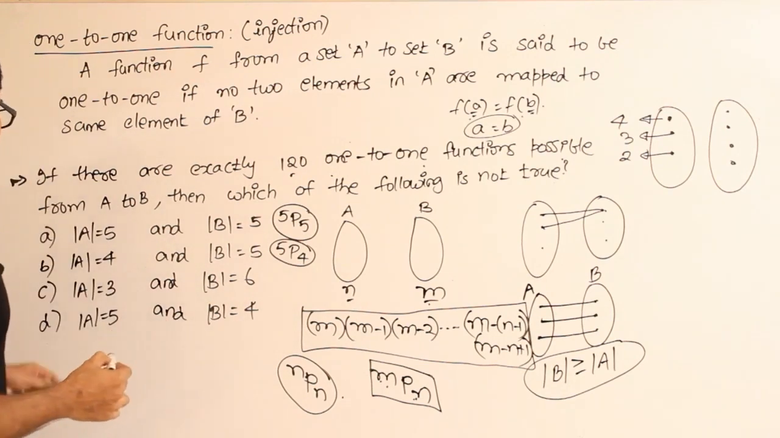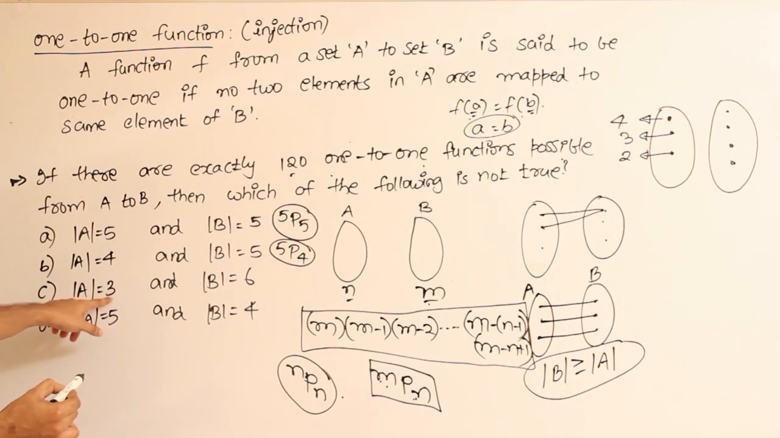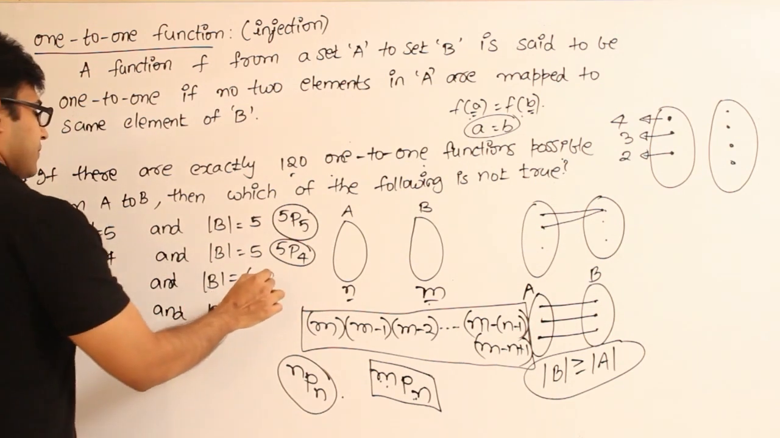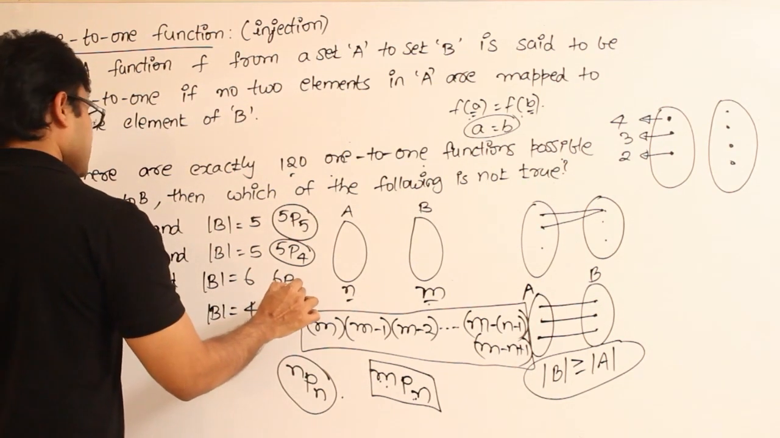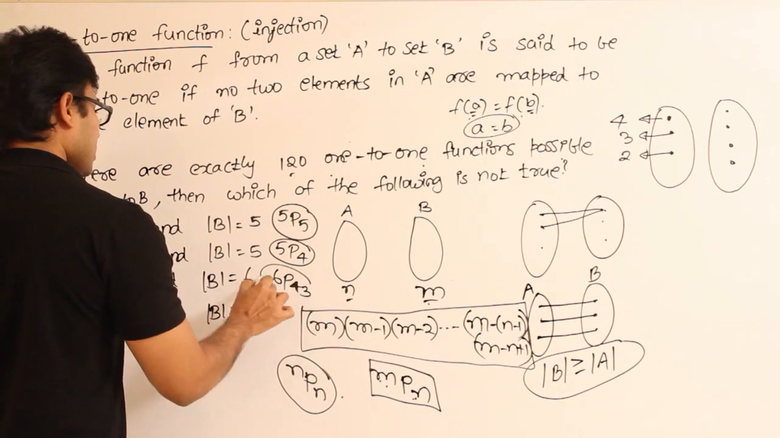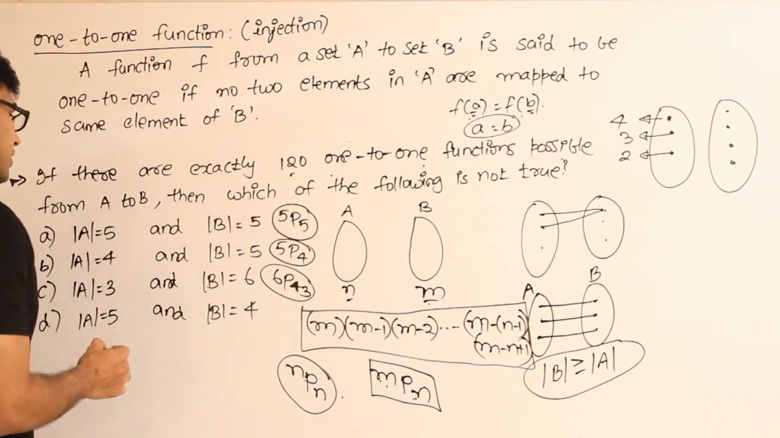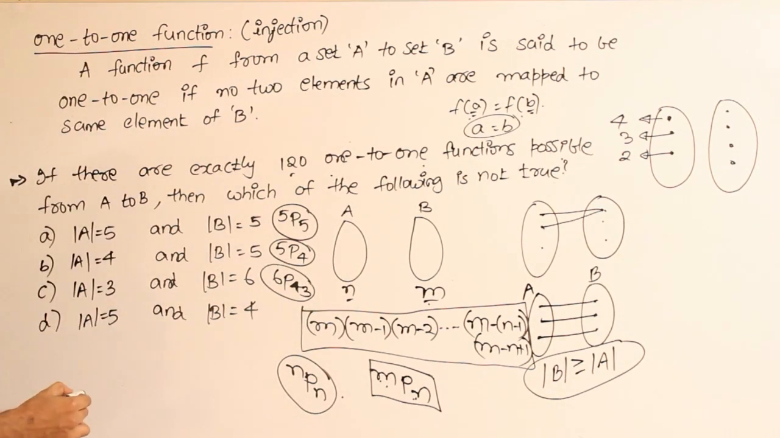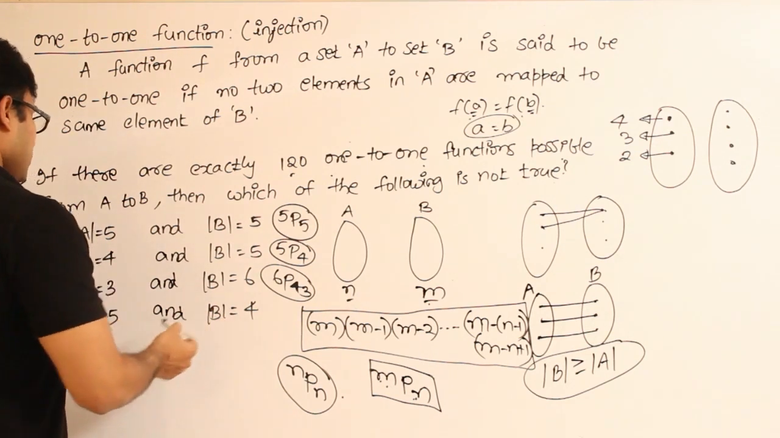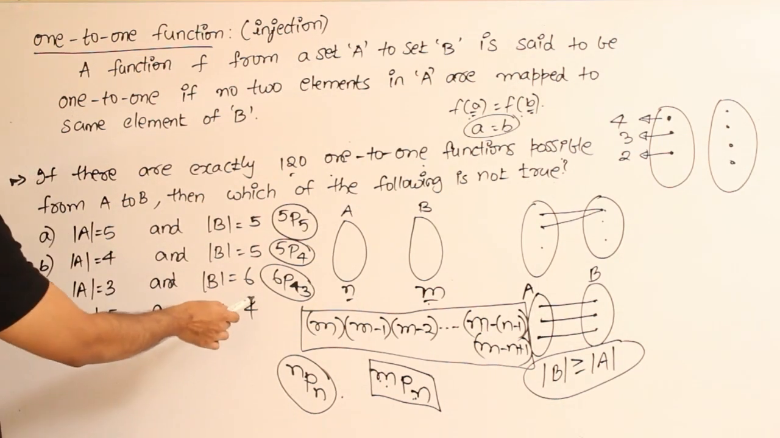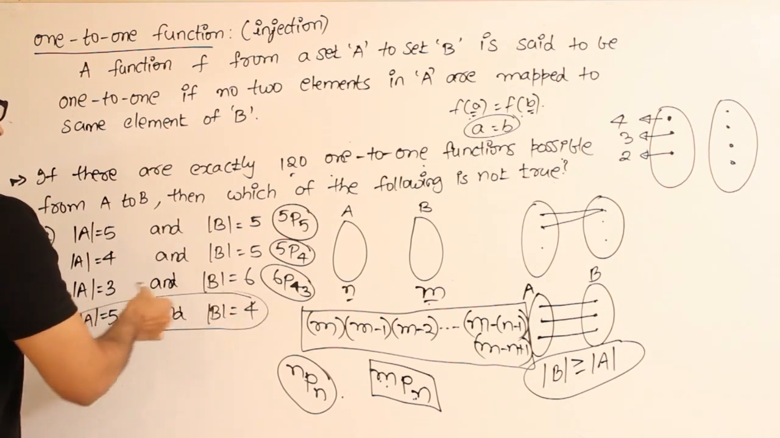You can check it. And what about this, 6 and 3, right? 6P3 will also be equal to 120. And what about this one, 4P5? Oh, it is not possible at all. So no one-to-one functions will be possible with this configuration, isn't it?